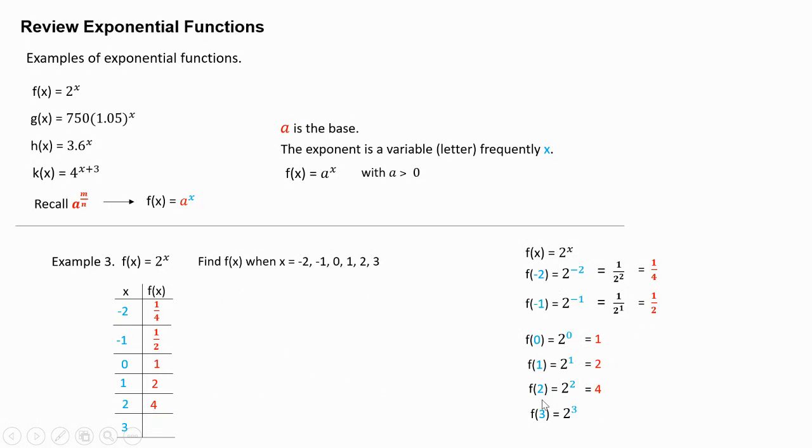So we evaluate f of 3 equals 2 to the third power equals 8. A common mistake that students make is that they multiply 2 times 3, which is wrong. 2 to the third power is equal to 2 times 2 times 2, which is equal to 8. So when x is 3, y is 8.